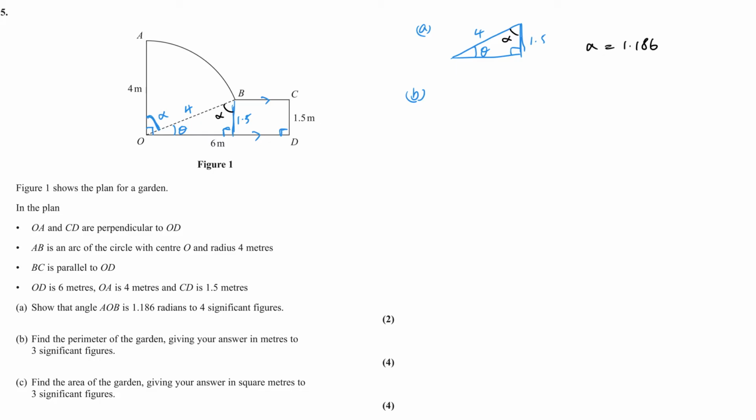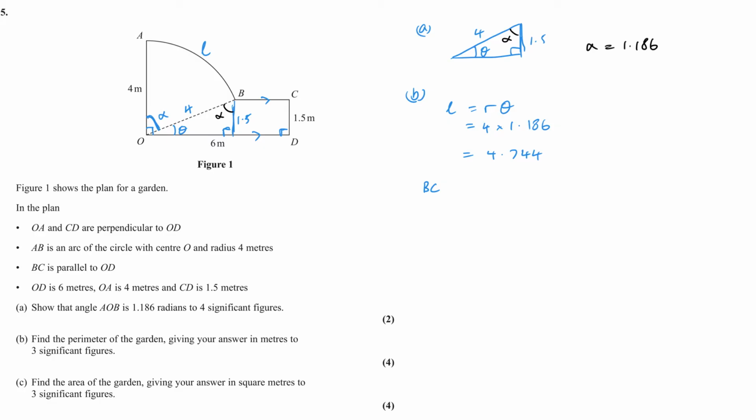So the perimeter is going to be 4 plus 6 plus 1.5 plus this distance and this distance. So I'll call this arc length AB as L, and L is r times theta, which is 4 times 1.186, which is 4.744. Next is to find BC.